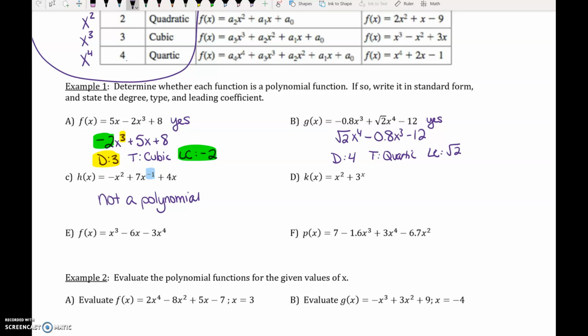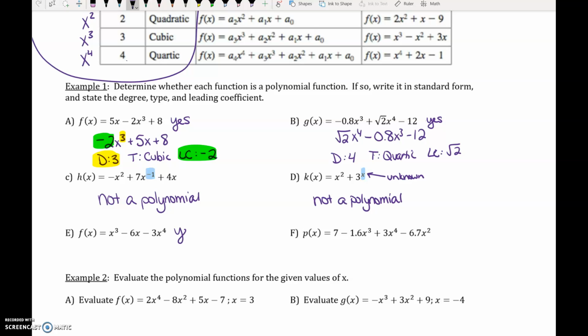Because it has a negative exponent, it is not a polynomial. D is not a polynomial. Now, some people have said, well, if x was a positive number, then it would be a polynomial. But the problem is we don't know what x is. Your exponent has to be a positive integer. It can't be an unknown. Because the exponent is unknown, it is not a polynomial. You have to know what all the exponents are to make it a polynomial.